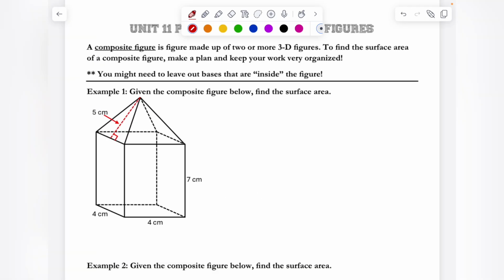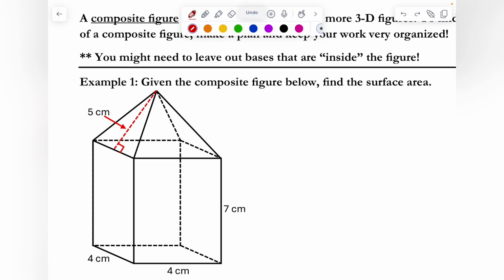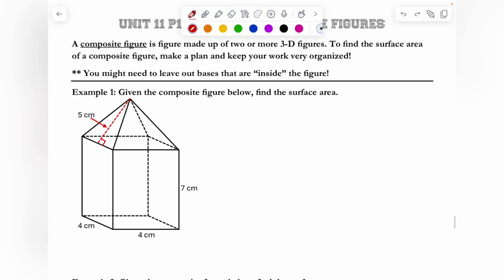So in this first example, we have a pyramid up here, and then we have a rectangular prism over here. But we have to be careful when we find the surface area, because we really just want the area of literally the surface. So sometimes we have to leave out pieces or bases that are inside of the figure, and we're just finding the area of the things that are on the surface. I think it's really helpful to be really organized and make a plan with these problems so that your teacher can follow along with what you're trying to do. So let's do this first example together.